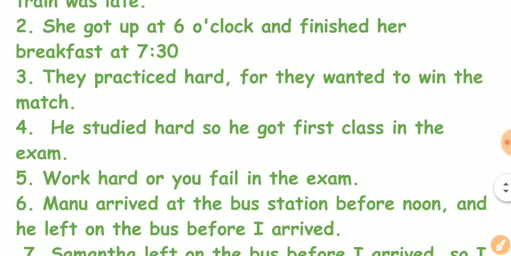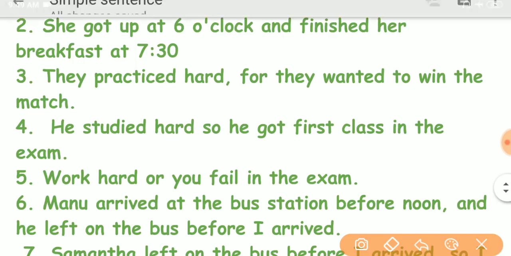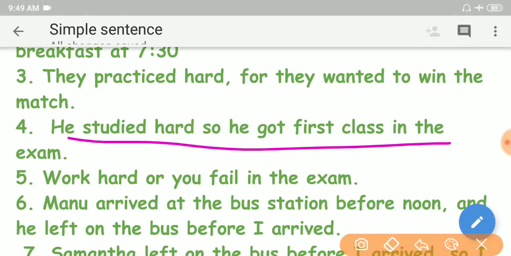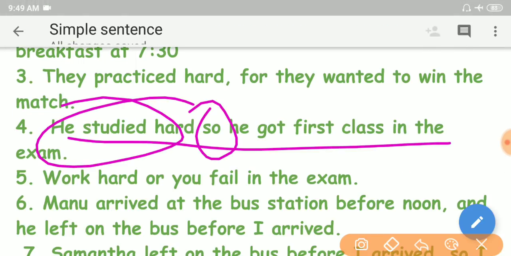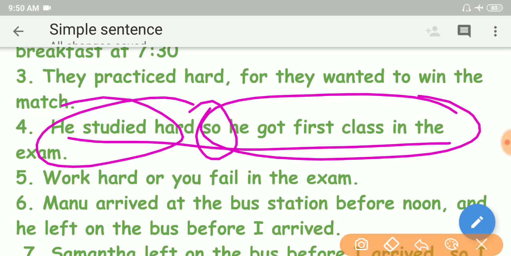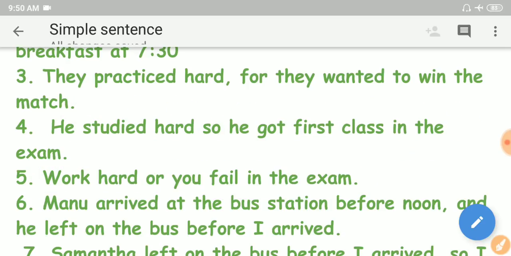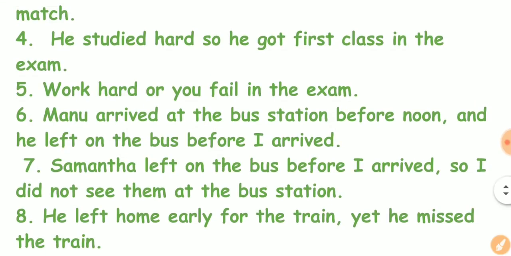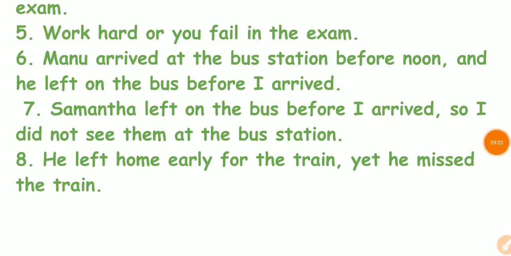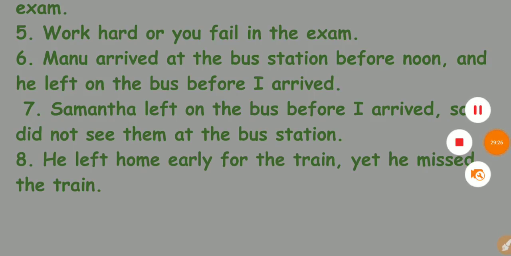So like this: he studied hard, so he got first class. "Studied hard" is complete, "he got first class" is complete, connected by "so." Work hard or you fail: "or" connects one independent clause and another independent clause. These two are connected with coordinating conjunctions. So these are some examples of compound sentences.